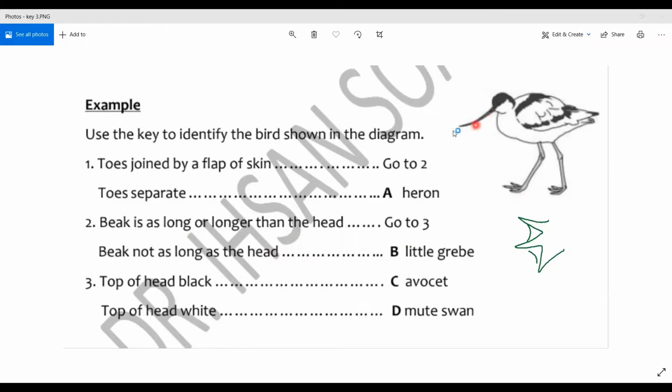Yes, of course, it's longer than the head. So we have to go to 3. If it has the same length as the head, then this is a grabby, a little grabby. Now I go to number 3. If the top of the head is black, like this one, then this is an avocet. If it's white, then this is a swan.